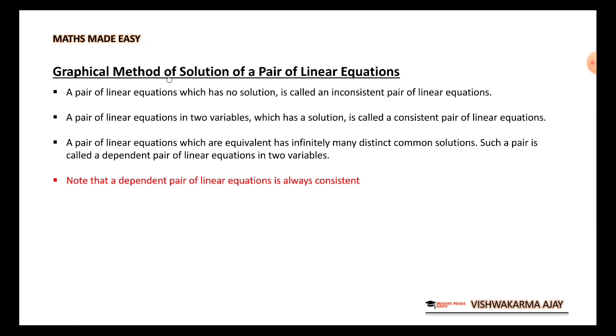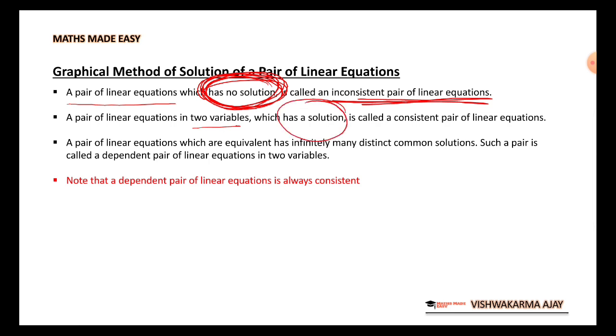Now, graphical method of solution of a pair of linear equations. For now, let's read these points. A pair of linear equations which has no solution is called an inconsistent pair of linear equations. We will be looking at what is the meaning of no solution in the next few minutes. A pair of linear equations in two variables which has a solution is called a consistent pair. If there is no solution, it is called an inconsistent pair. If there is a solution, it is called a consistent pair.